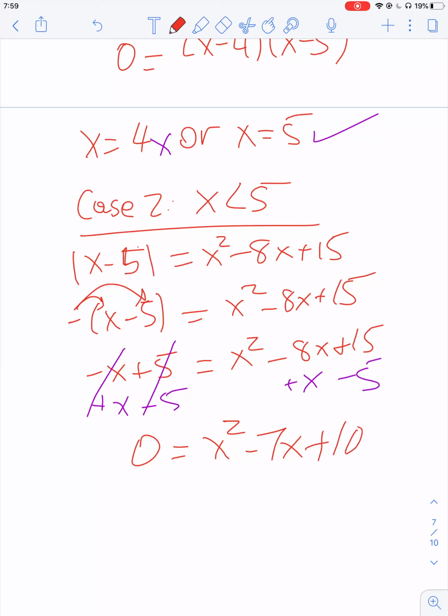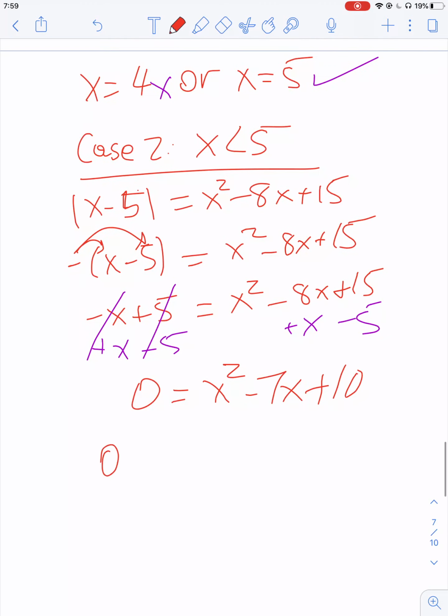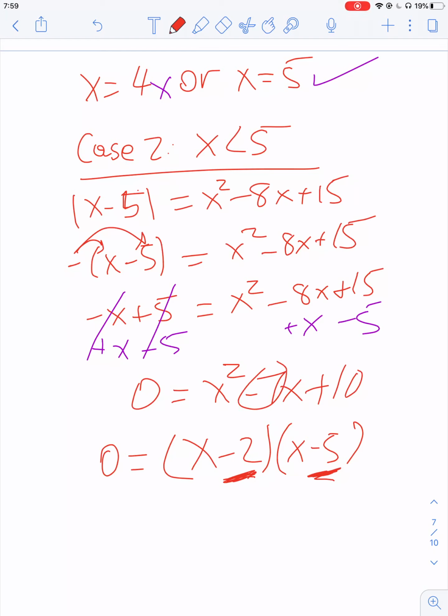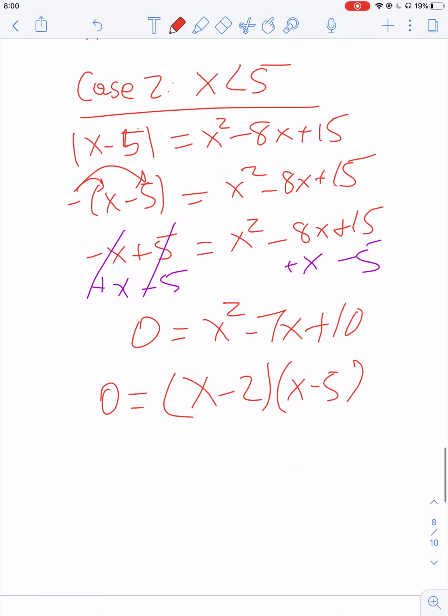Oh, and this one will also work, right? I think this is factorable, right? So this would just be x minus 2 and then x minus 5, because minus 5 times minus 2 is 10, right? And then minus 2 plus minus 5 is minus 7. So two numbers that multiply to 10 and add up to minus 7. So this one does work. So if this is the case, then either this is equal to 0 or that is equal to 0, which means that either x is equal to 2 or x is equal to 5.